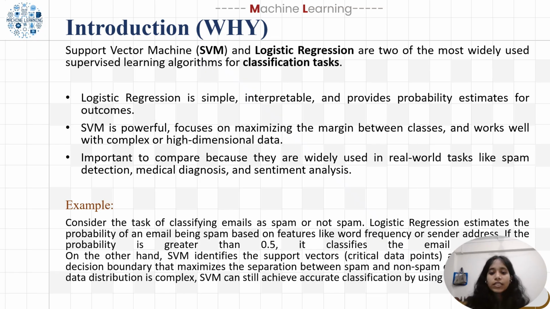SVM, on the other hand, constructs critical points called support vectors and, based on them, forms a decision boundary. What does this decision boundary do? It maximizes the separation between the two classes and tells whether the email is spam or non-spam. Because of this, even if the data is of high complexity, it can classify it simply.